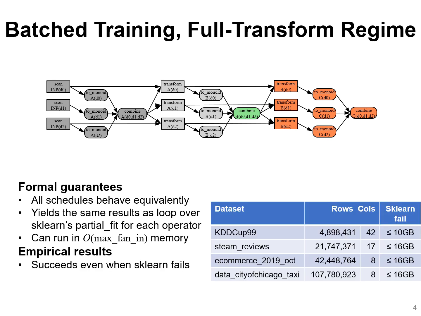We also have empirical evidence for this. What we did here is we ran 4 large data sets, both in our batch training full transform regime and in scikit-learn. And when we provide enough memory so that both our regime and scikit-learn succeed, then they yield equivalent results. On the other hand, when we limited the memory such that scikit-learn runs out of memory, it turns out our batch training regime does not run out of memory. It still succeeds and yields the same learned coefficients. One other remark is that this works with any monoidal machine learning operator.